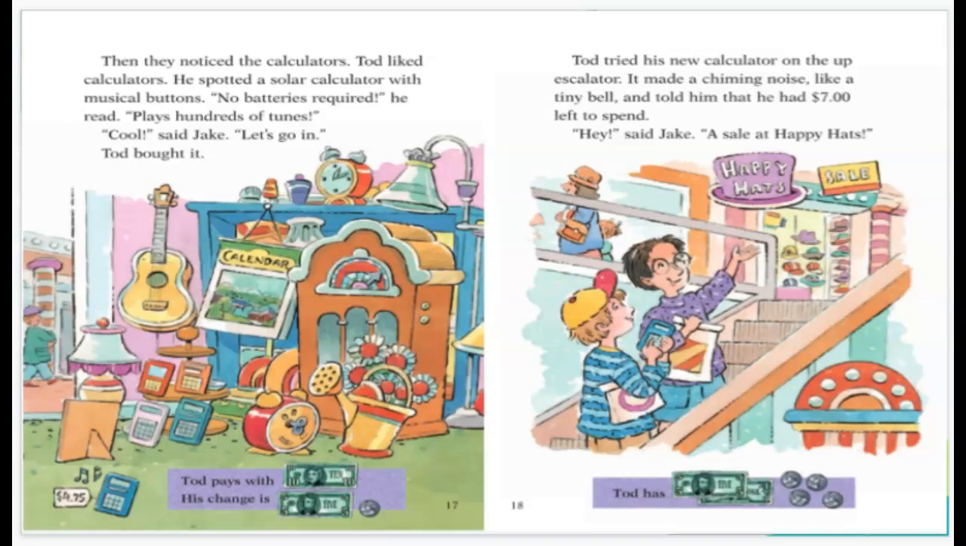Todd tried his new calculator on the up escalator. It made a chiming noise, ching, like a tiny bell, and told him that he had $7 left to spend. "Hey," said Jake, "a sale at Happy Hats." Todd has $5, $6, and 10, 20, 30, 40 cents.